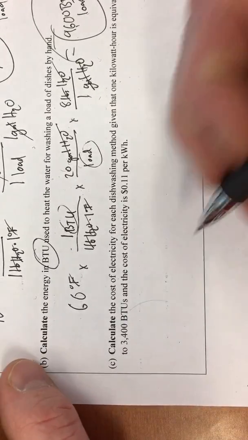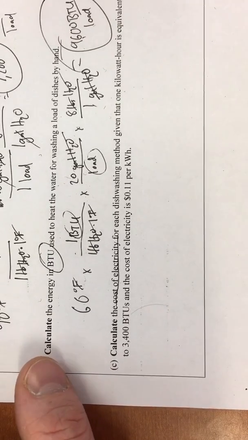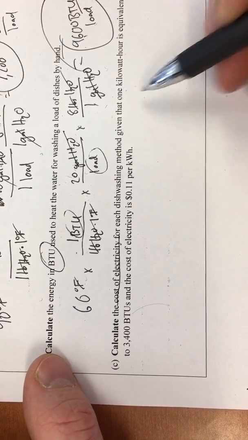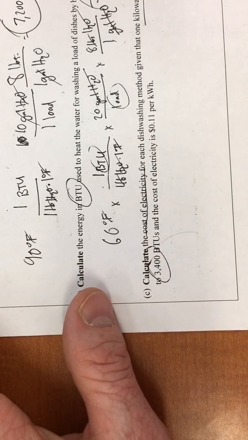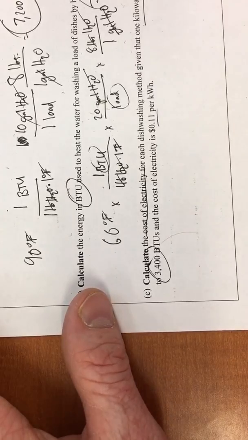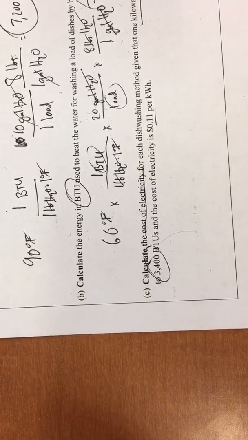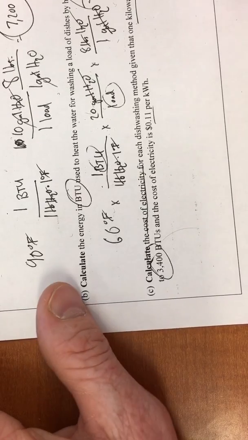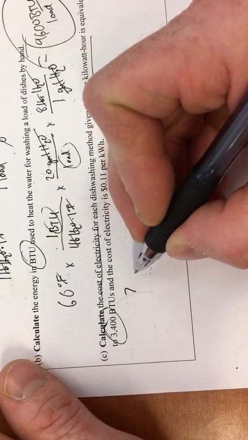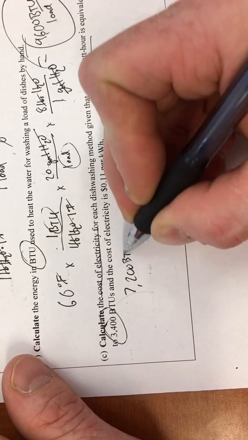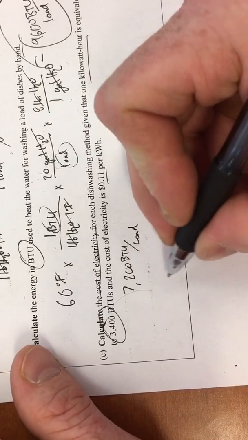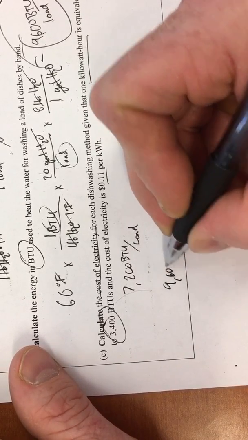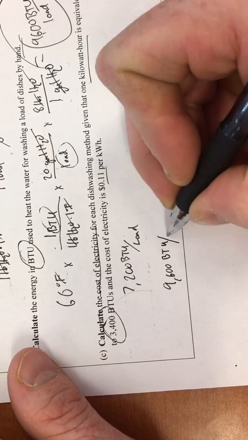Okay, so now we've got to compare them. We need to compare the cost of electricity for each while using each given method. Okay, and we know that 1 kilowatt hour is equivalent to 3,400 BTUs. And the cost of electricity is 11 cents per kilowatt hour. I usually like to make it 10 cents, but that's not what they do. So we know we have 7,200 BTUs per load, and we also have 9,600 BTUs per load.